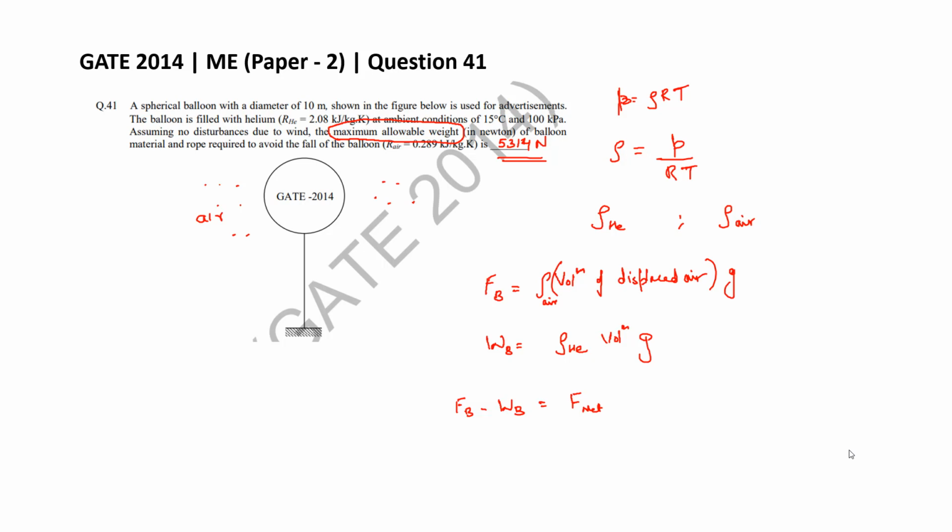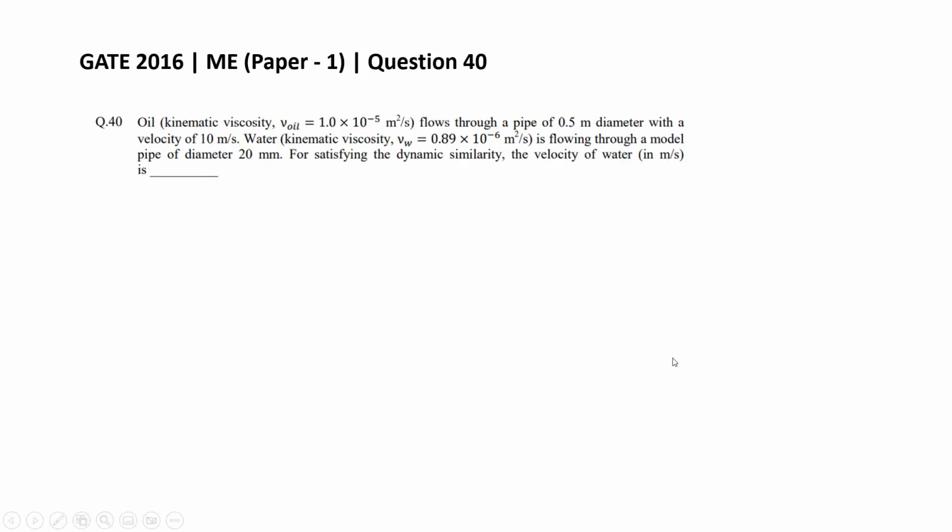And so today we will be doing questions from dynamic similarity. So I could find a couple of questions which had come in previous years, and I'll tell you, if you get lucky, you will get a question from this topic. This is very straightforward. You just need to equate the Reynolds number in a model and a prototype. That's what dynamic similarity is.